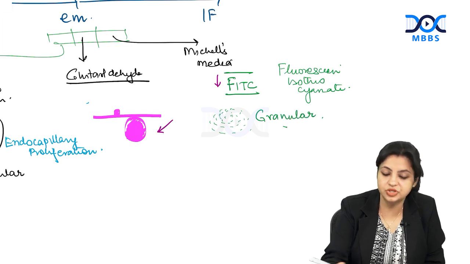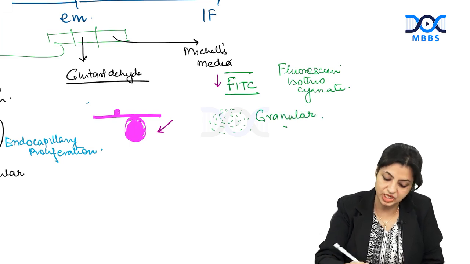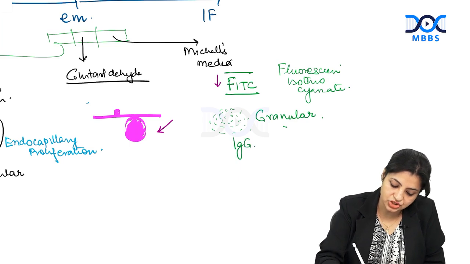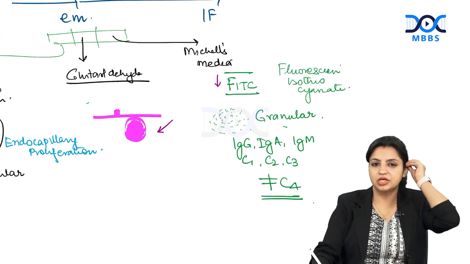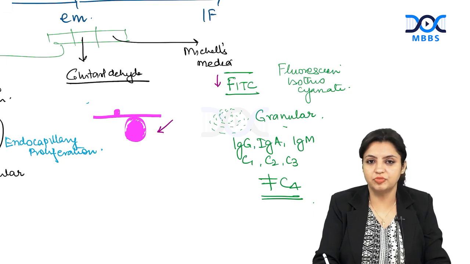And if you look at the composition, what are these immunoglobulins made up of? IgG, IgA, everything is there, IgM, C1, C2, C3, somehow C4 is not there. So, which complement is not deposited here? C4 complement is not deposited here.